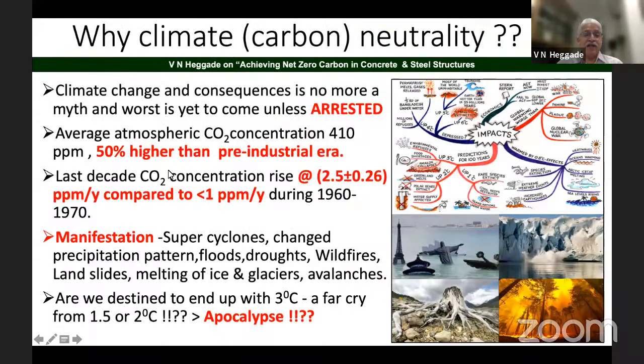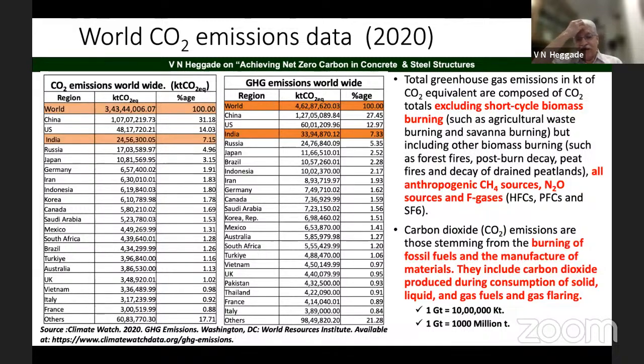50% higher than the pre-industrial era. Prior to the industrial revolution, as I explained to you, up to 1900, it was not much. As such, the temperature was not increasing, and all of us are aware that because of the carbon dioxide emission concentration in the environment, this temperature increases. And the major issue is to reduce the carbon dioxide concentration in the environment, basically in the ambience, and that is how we'll have to do it.